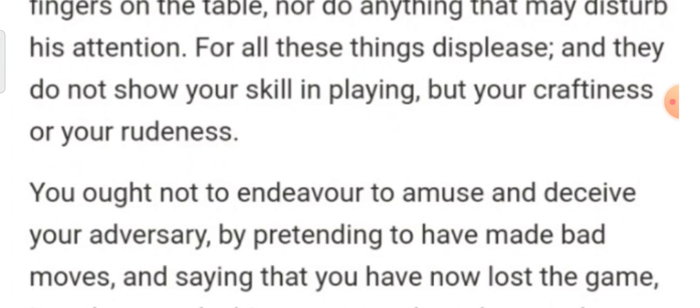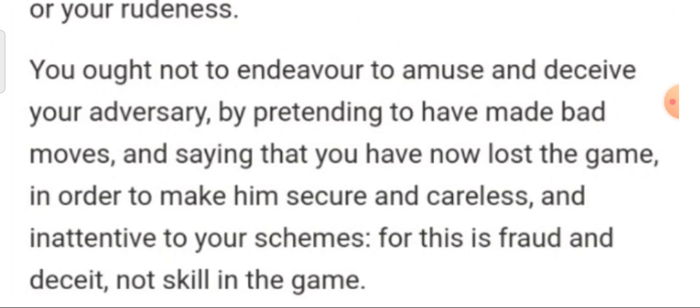You ought not to endeavor to amuse and deceive your adversary too. You should not deceive him by pretending to have made bad moves and saying that you have now lost the game. You are deceiving him. No, should not. In order to make him secure and careless and inattentive to your schemes. For this is fraud and deceit, not skill in the game. You should be skillful in your game. You should not be winning by fraud and deceit. So this is what is all described in the chapter.